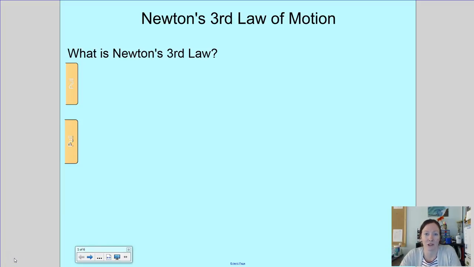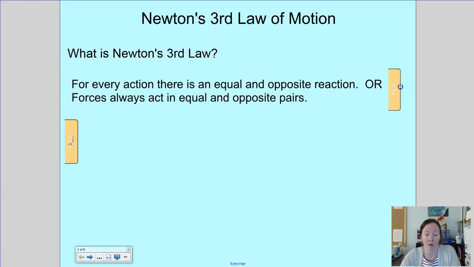We're going to look at Newton's third and final law of motion. So what is Newton's third law of motion? Well, it states that for every action there is an equal and opposite reaction. Another way to think about it is that forces always act in equal and opposite pairs.